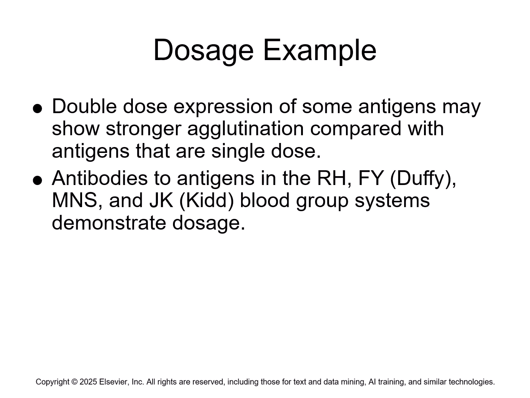The reason that we talk about dosing is because double dose expression of some antigens may show stronger agglutination compared with antigens that are a single dose. Antibodies to antigens in the Rh, Duffy, MNS, and Kidd blood group systems demonstrate dosage. This is important when we're trying to identify an unexpected antibody in a screen.